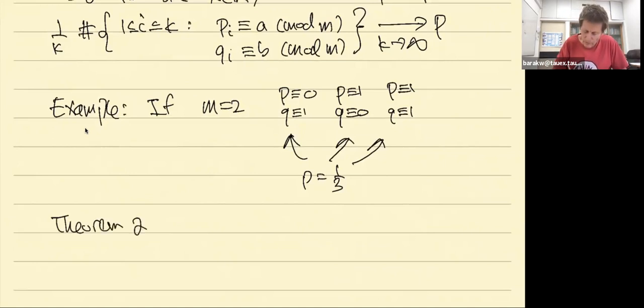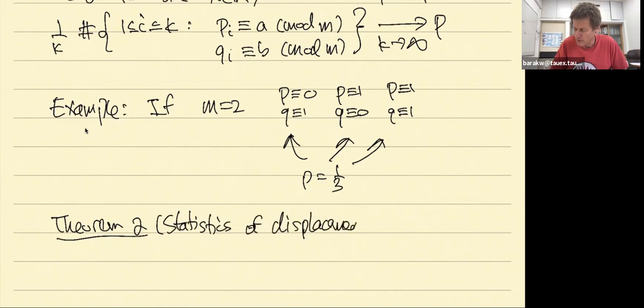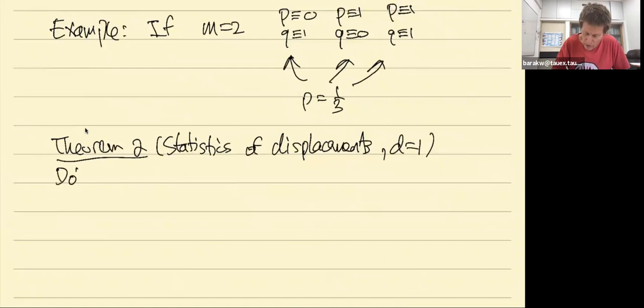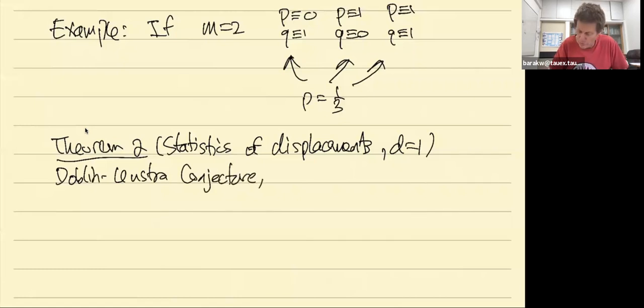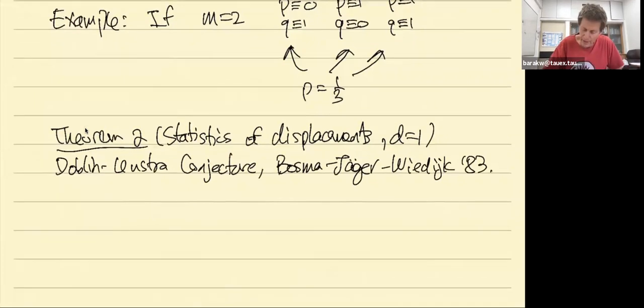Theorem 2 is about the statistics of the displacements. We're discussing dimension 1. It has a long history. I'll say the keywords. It's called the Dublin-Lenstra conjecture, and it was proved by 3 Dutch mathematicians, Bosma, Jager, and Wiedijk. I hope I'm saying the names properly. Around the same time that the previous result was proved, in 1983, and they proved the following thing.